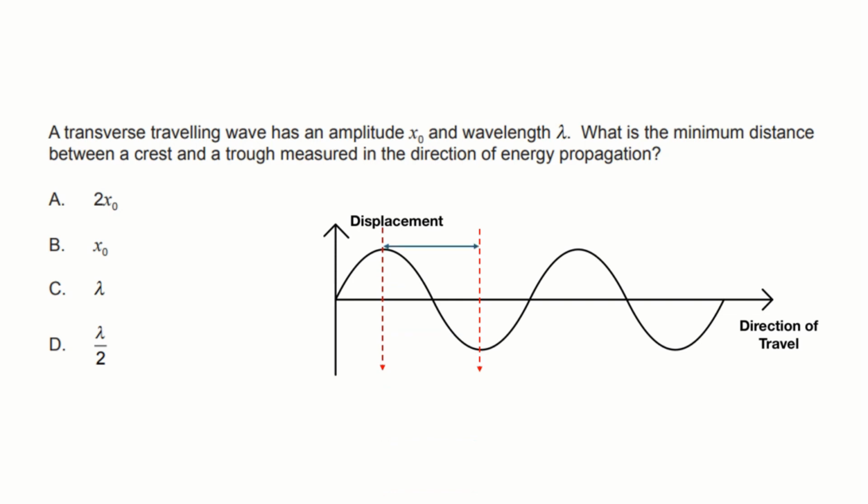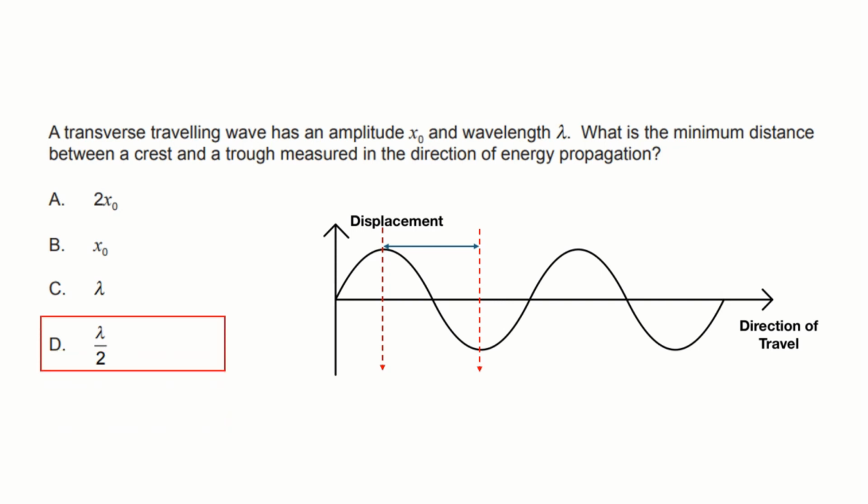Now, I think the bit that people get a bit confused there is which directions are we looking at here. Our x naught is a measure of amplitude, and so that's going to be vertical. So those two answers, A and B, are not relevant here because they measure the displacements. What we're interested in is a distance in the direction of travel. So our answers here are either wavelength or wavelength over 2. As we've said, half a wave between the two. And so therefore, our answer is lambda over 2.